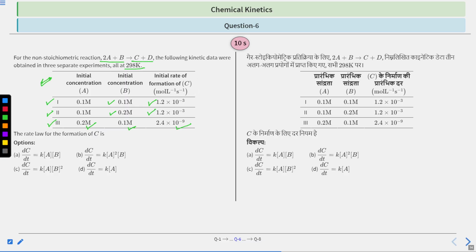We have to tell the rate law for the formation of C. The rate law expression for the formation of C will be. Options are: dC by dt is equal to K times concentration of A times concentration of B; dC by dt is equal to K times concentration of A square times concentration of B; dC by dt is equal to K times concentration of A times concentration of B square; or dC by dt is equal to K times concentration of A.